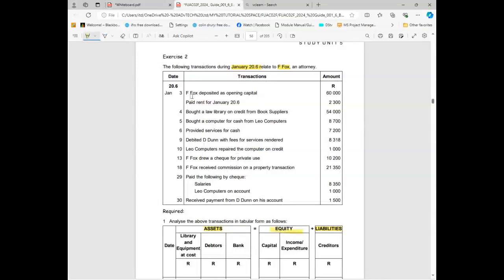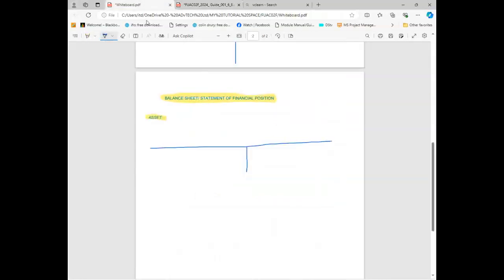For example, like we did under the account equation, on the third, they say Fox deposited capital, opening. So you must come up with the two accounts. What are those two accounts? It'll be capital and bank. Okay, capital. So you just have to write capital like this. And the other one, you said? Bank, sir. Yes. So doing this will help you a lot, unlike the account equation, unless they say compile the account equation. Can you see now?